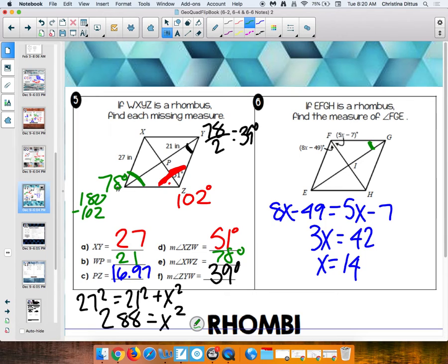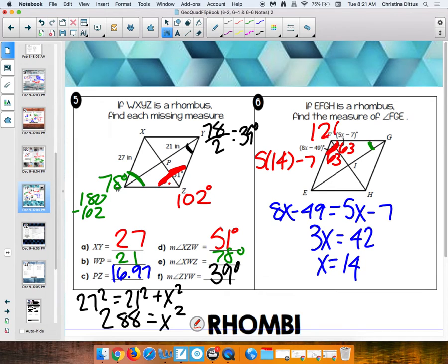Well, first off, let's use the stuff that we have labeled. What should I do with that x? Plug it in. So maybe 5 times 14 minus 7. We get how much? 63. So this little chunk is 63. What's this chunk? 63. So it's my whole angle.